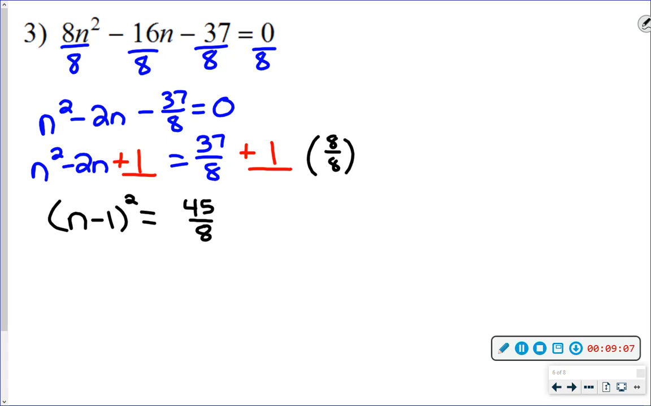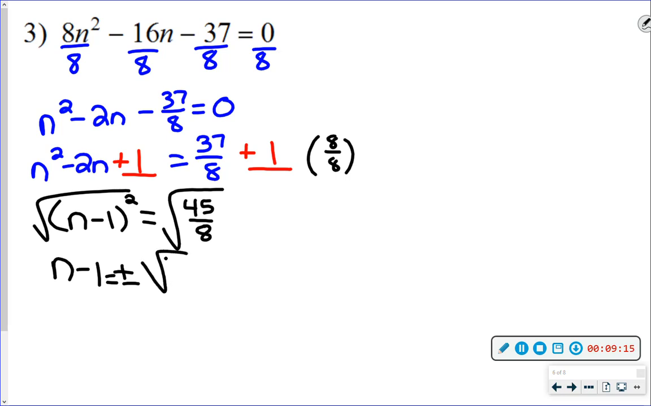Okay, still going. So I'm going to get rid of the squaring. I'm going to remember plus or minus. I'm going to cringe a little at this 45/8 situation. I'm going to add 1 over. Let's do that.